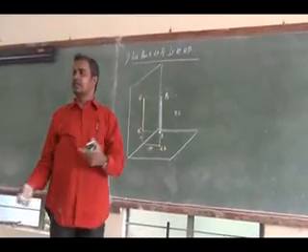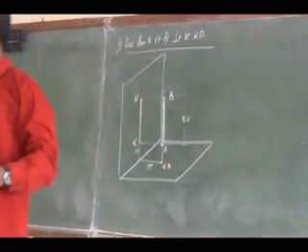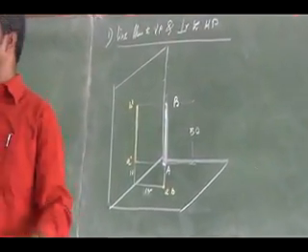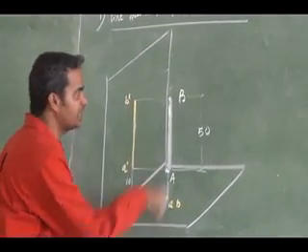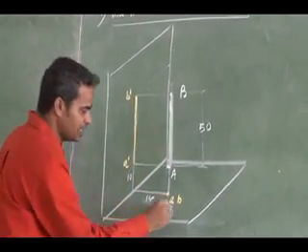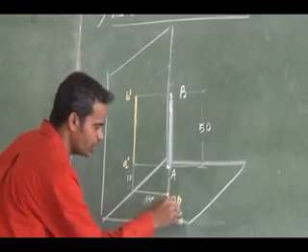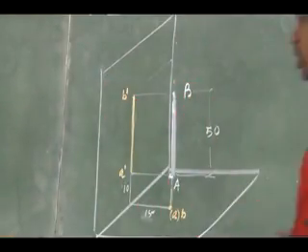So the hidden details I will be showing with a bracket. Which is hidden here? B can be seen, A is hidden. So I will be showing it with a bracket. The hidden details I will be showing with bracket. Right. This is the top.